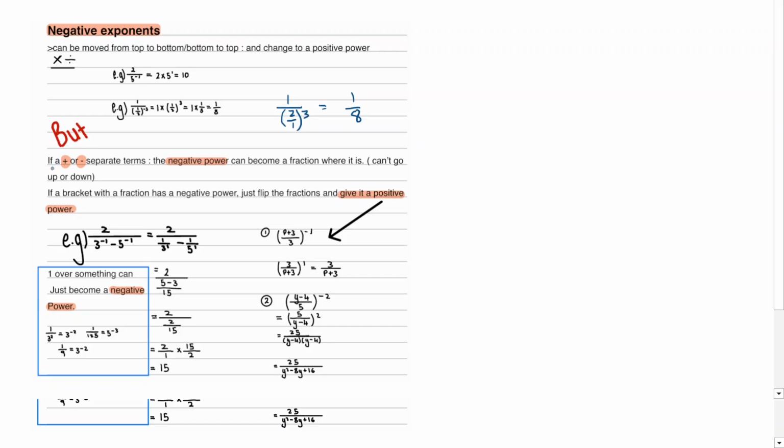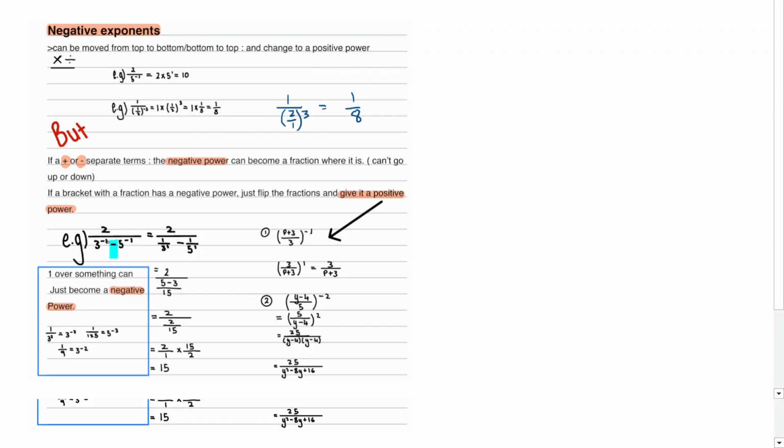But if a plus or minus separates a term, then the negative power can just become a fraction where it is. It can't immediately move up and down. So if I've got this question here, 2 over 3 to the negative 1 minus 5 to the negative 1, I can't just bring this straight up and call it 2 times 3 to the 1 minus 5 to the 1. Because of this minus separating terms, it throws a massive spanner in the works.